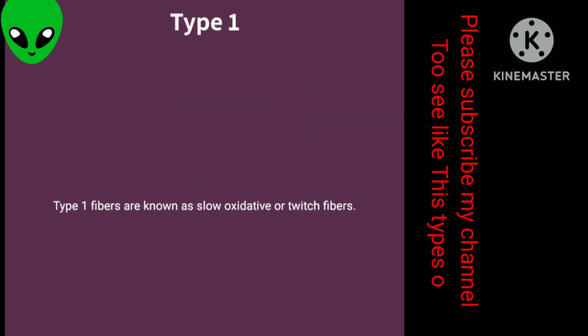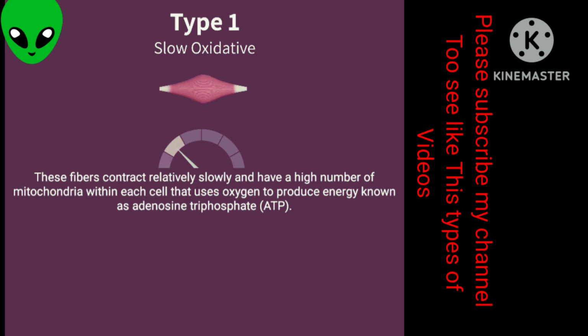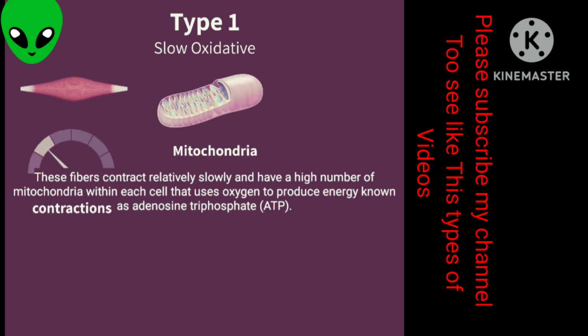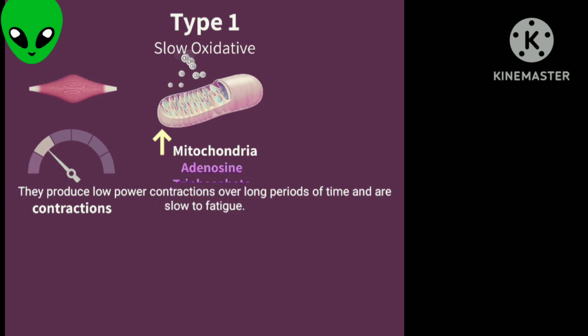Type 1 fibers are known as slow oxidative or slow twitch fibers. These fibers contract relatively slowly and have a high number of mitochondria within each cell that uses oxygen to produce energy known as adenosine triphosphate, ATP. They produce low-power contractions over long periods of time and are slow to fatigue.